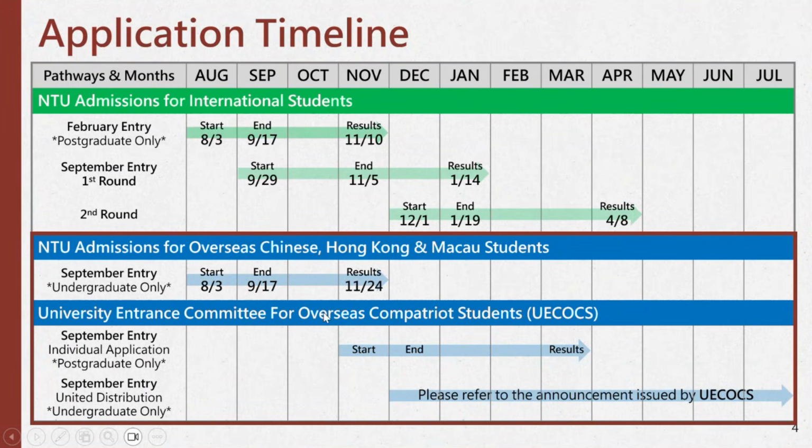If you apply through the UECOCS, you will have to check their latest information, which will be updated in October this year. The date is TBA.